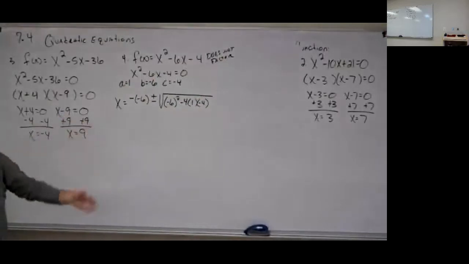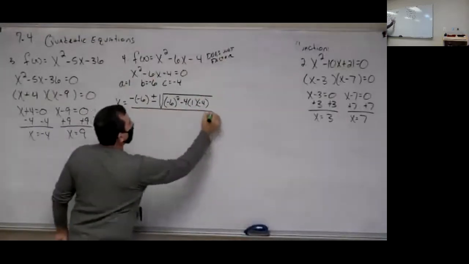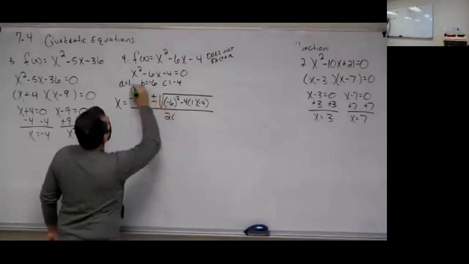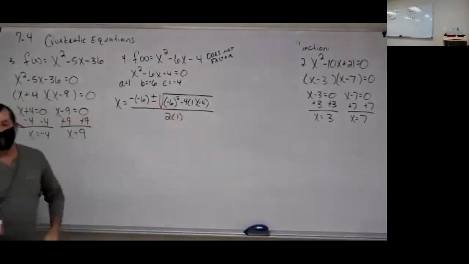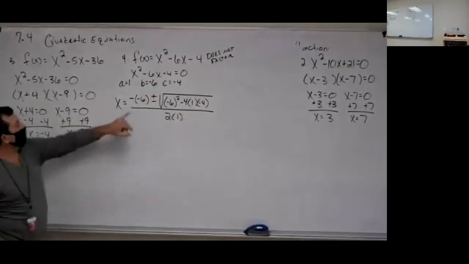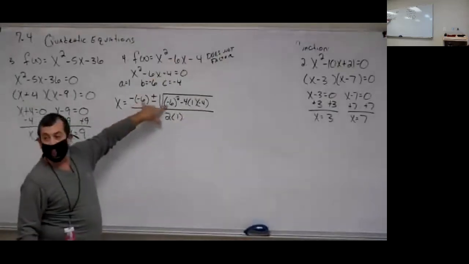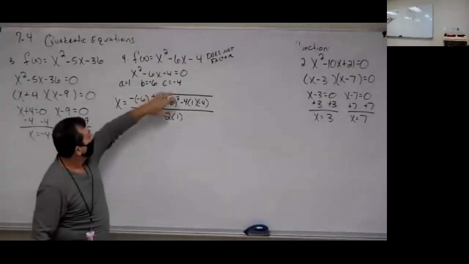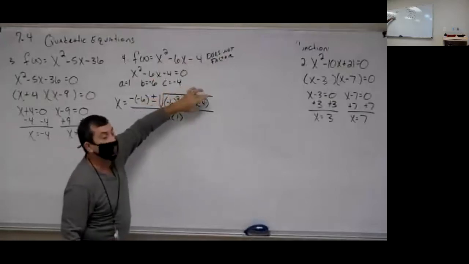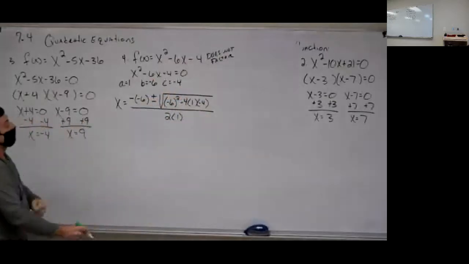And then all this goes over 2 times a, which was 1. So basically, you replace the 2 b's with the negative 6 in the formula, the 2 a's with a 1, the c with a negative 4.